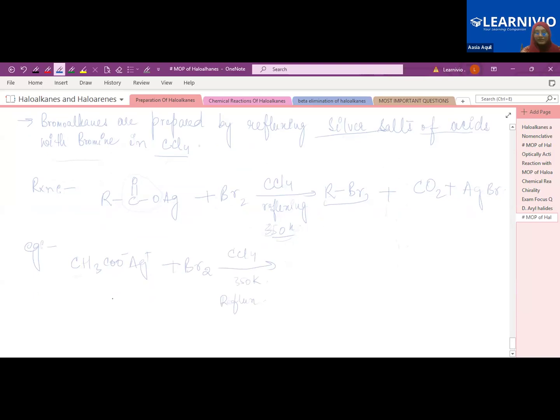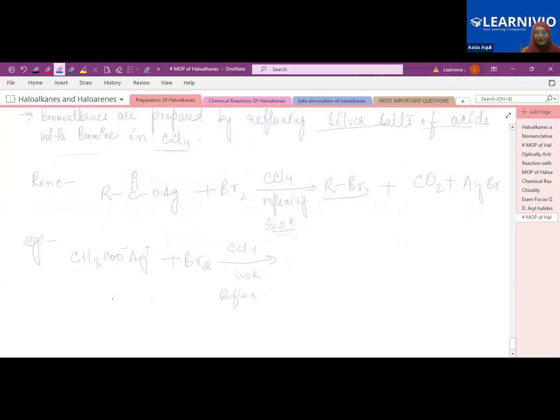CH3COO minus Ag plus, the silver salt, plus Br2 plus CCl4. Which bromoalkane will be formed? Just try it. CH3Br. Yes, very good. Because here the R group is CH3. So CH3Br will be formed. Bromomethane plus carbon dioxide plus AgBr. Okay, write it down.